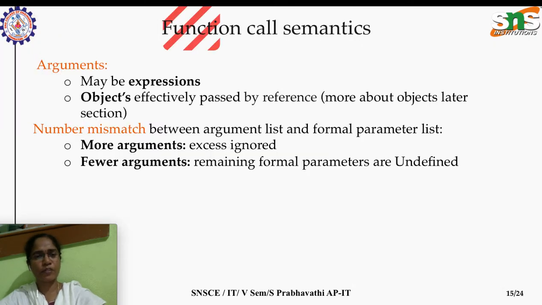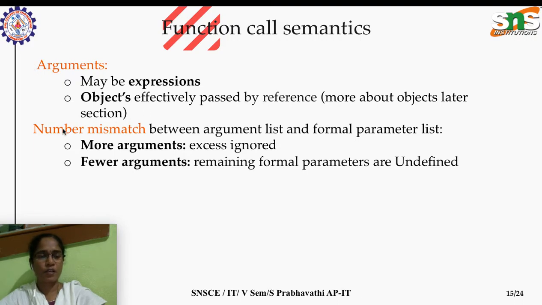And talking about the function arguments, as we have seen in the previous topic itself, we have created one random number inside the function argument. The arguments could be either expressions or an object, also you could pass it. Objects we will be talking about more in the later part of this section.